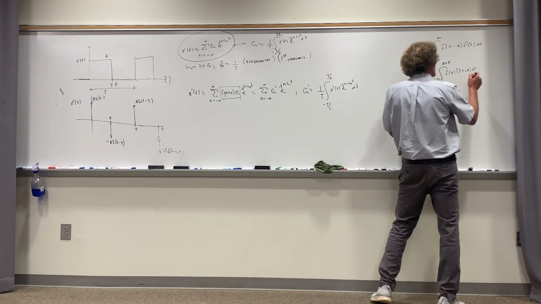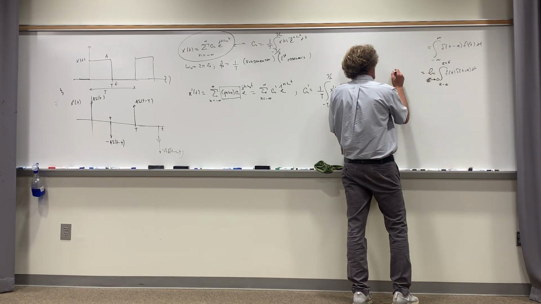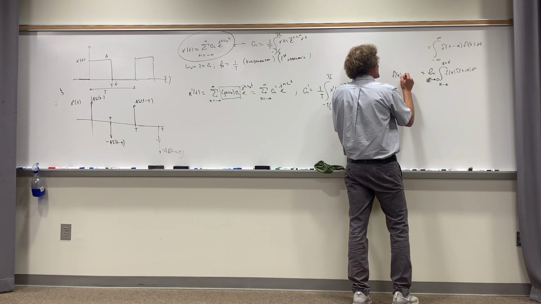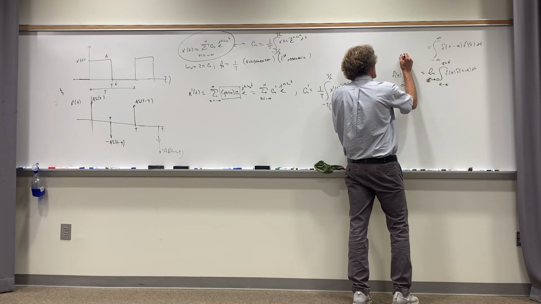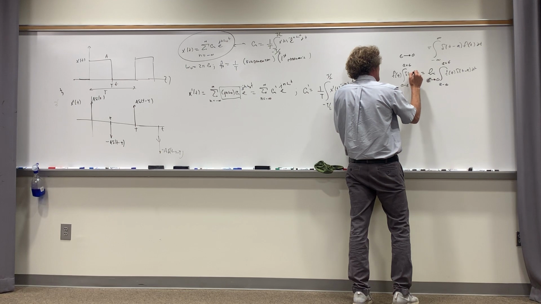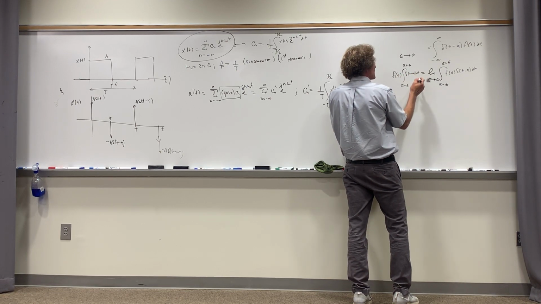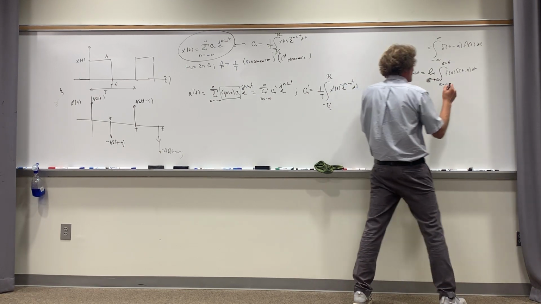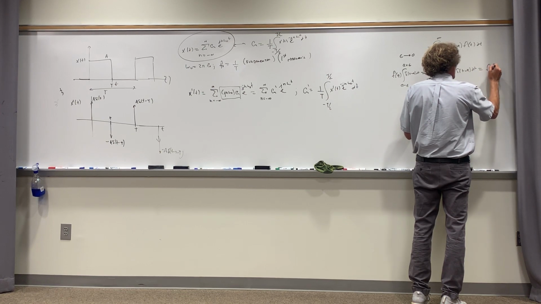And I can say this is really just equal to f of a times the integral from a minus epsilon to a plus epsilon, epsilon going to 0, of delta of t minus a dt. And this integral is 1. So the bottom line is this is just f of a.